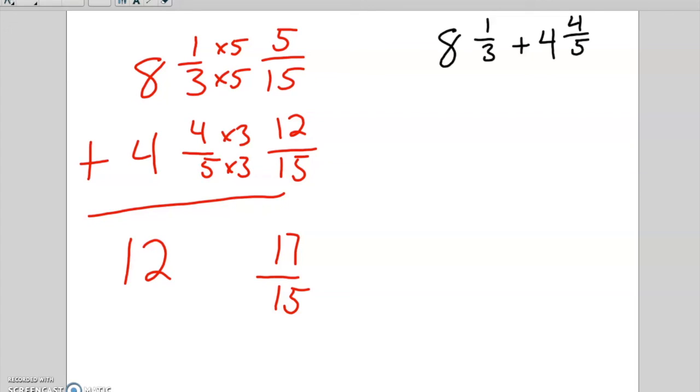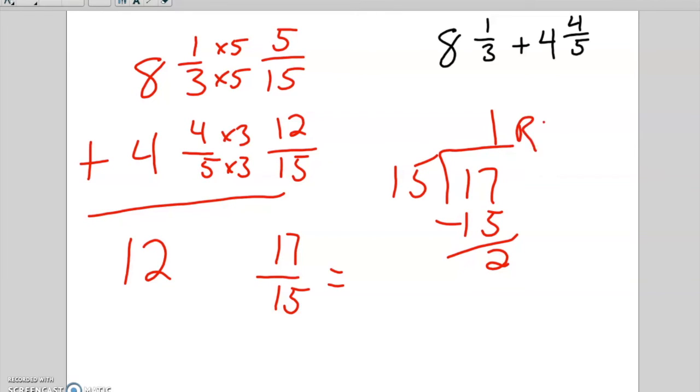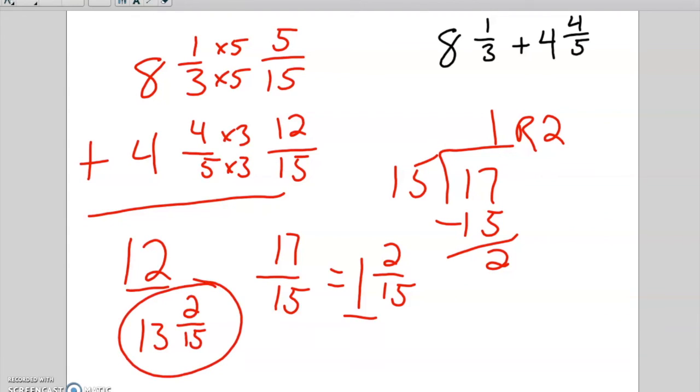Okay. So what does this equal as a mixed number? So that is 1 and 2 15ths. So my answer is I have to add that 12 to the 1. Add 12 to the 1. So it's 13 and 2 15ths. All right.